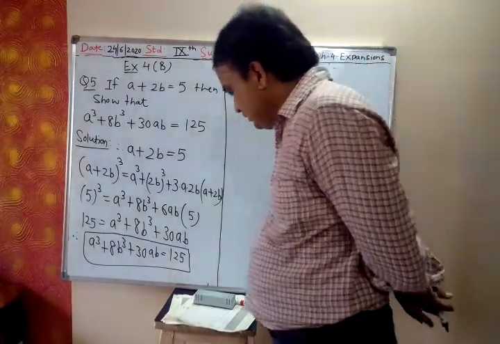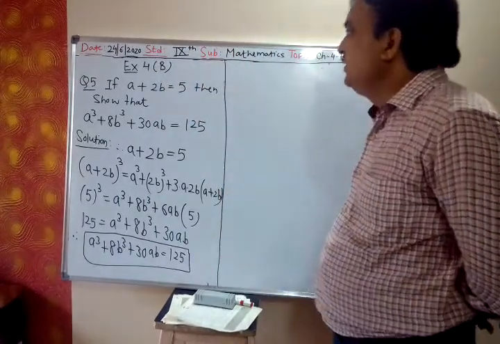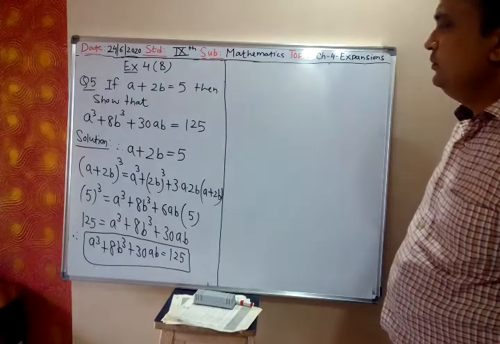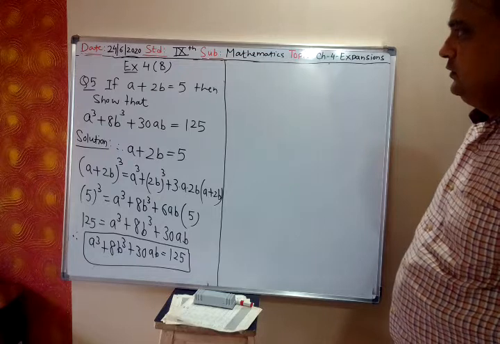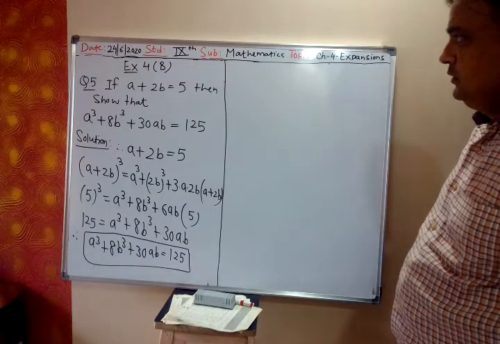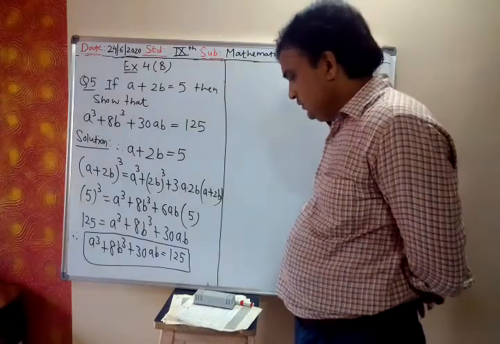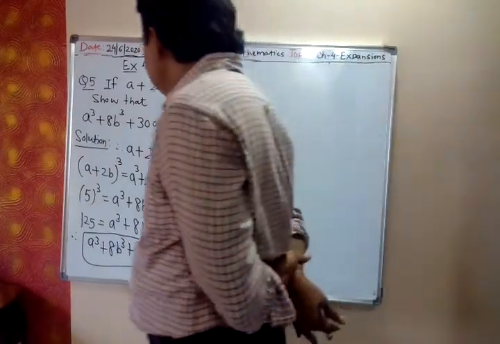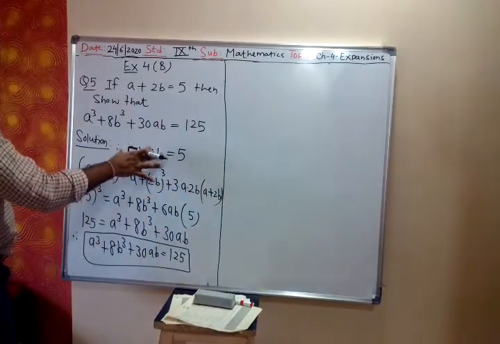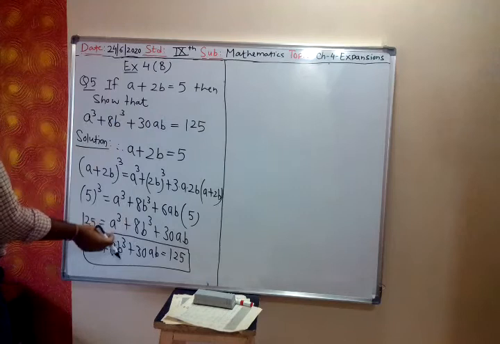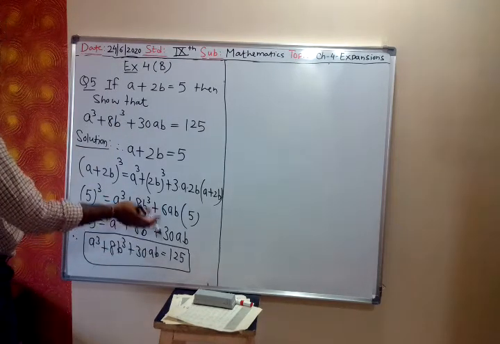So in this we have applied the formula a plus b whole cube. So a plus 2b whole cube, write fast. A plus 2b is 5. I use the formula a plus b whole cube and simplify. You will get a cube plus 8b cube plus 30ab is 125.